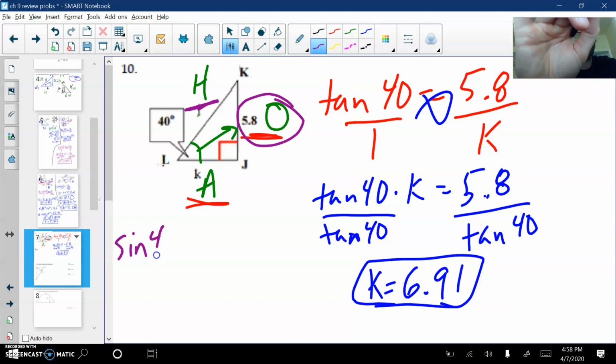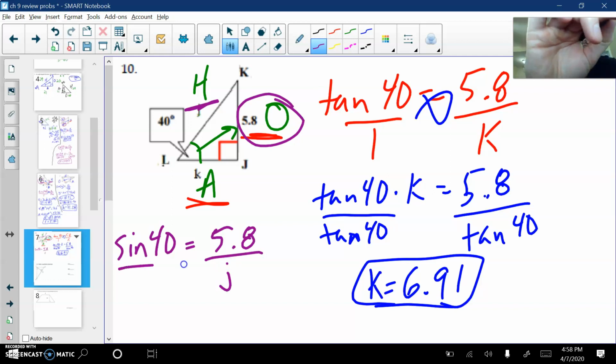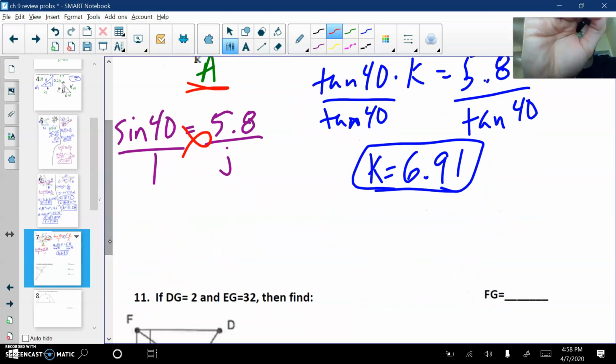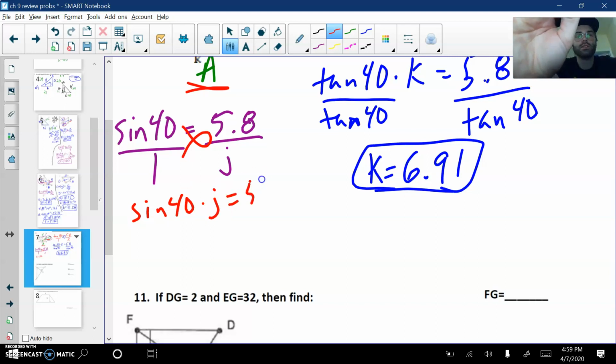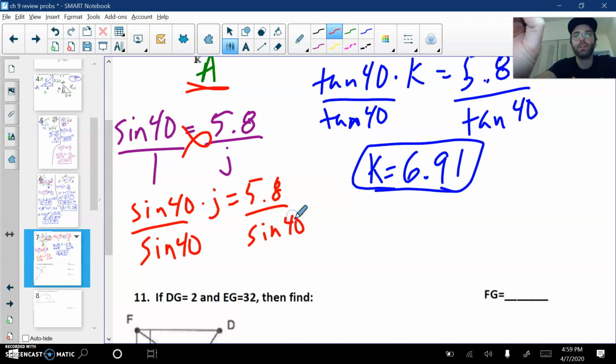O is sine, so sine of the angle 40 equals O, which is 5.8 again, over H, which is J. Well, J is in the denominator. That means I'm going to have to divide. Cross multiply. Sine of 40 times J is 5.8. Divide both sides by the sine of 40. J equals 5.8 divided by the sine of 40, which is 9.02.